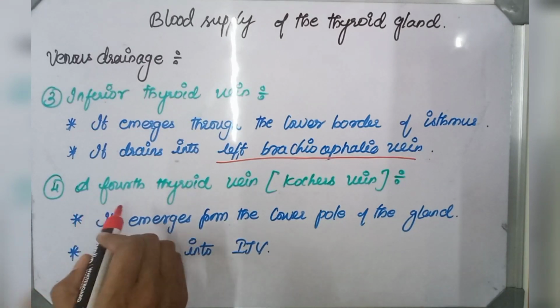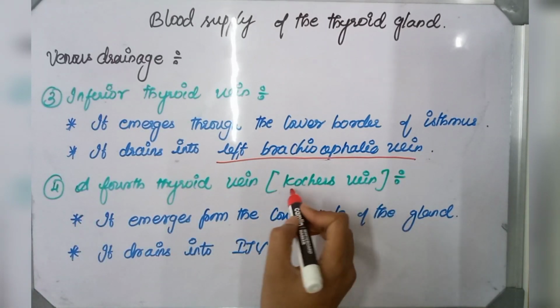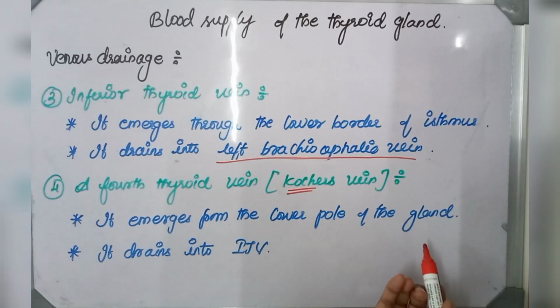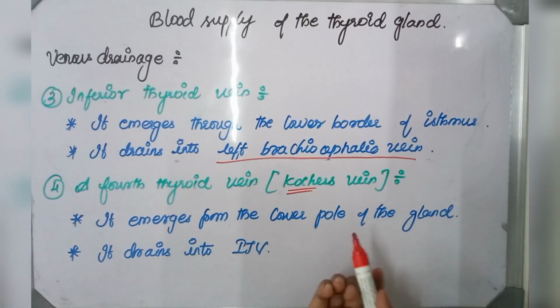The next one is the fourth thyroid vein, which is also called Kocher's vein. It emerges from the lower pole of the gland and drains into the internal jugular vein.